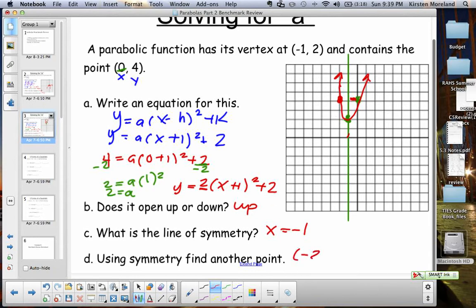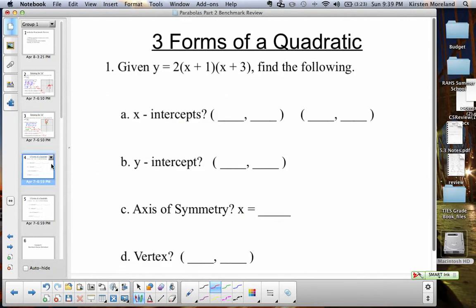So -2, 4 is the other point I found. All right, on to the next type of example. It's going to ask you to find some information given factored form. So first thing you should always be able to see is that your x-intercepts are at -1 in this case and -3. The y-coordinate of every x-intercept is 0, so it's -1, 0 and -3, 0.